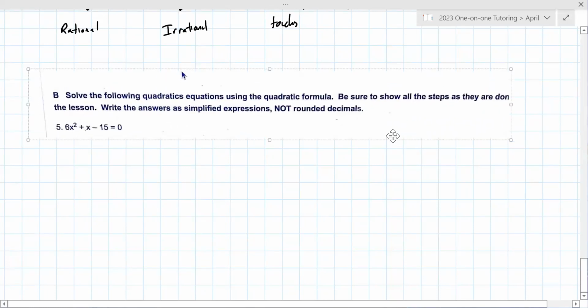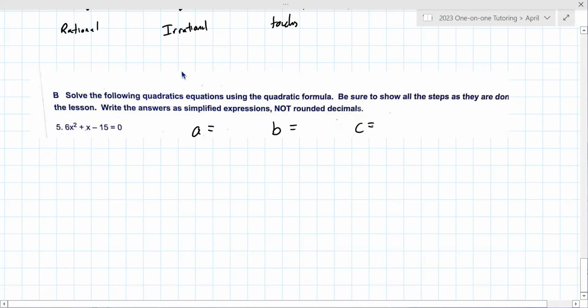All right, solve the following quadratic equations using the quadratic formula. Great. So we know we have to use it. There's no workarounds here. The first thing you have to make sure of is that everything is on one side of the equation. Well, yep, that's already been set up for us. So step 2 is to identify A, B, and C. Could you do that for us, please?